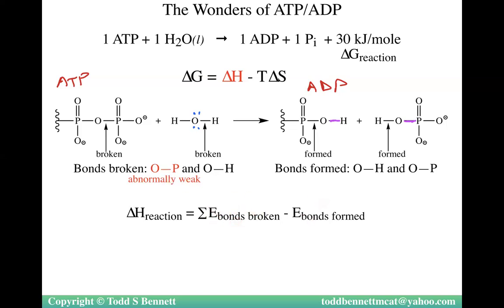Smaller minus larger. So a small number minus a larger number, because these are going to be stable bonds, is going to equal an overall negative number. So delta H for this ends up being negative 20.5. Comparing that to the delta G of negative 30, that means entropy, T delta S at center temperature, is about negative 10, and delta H is about negative 20 of the overall 30.